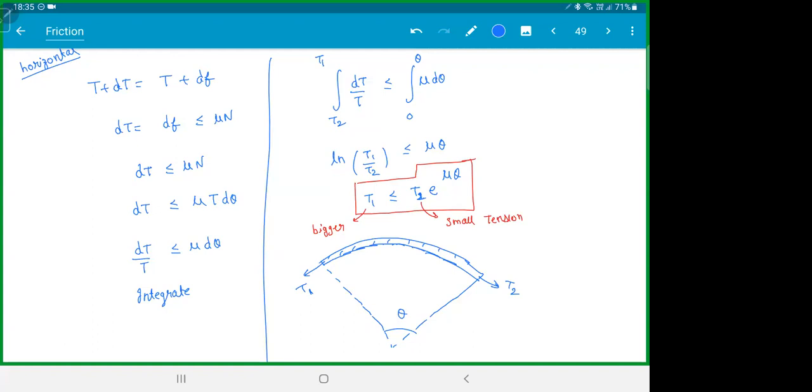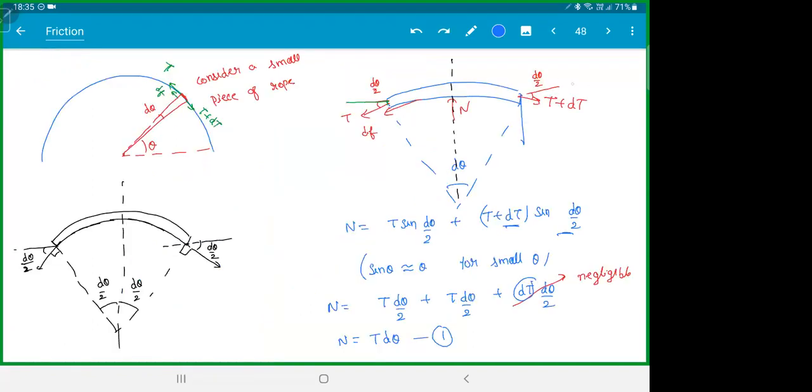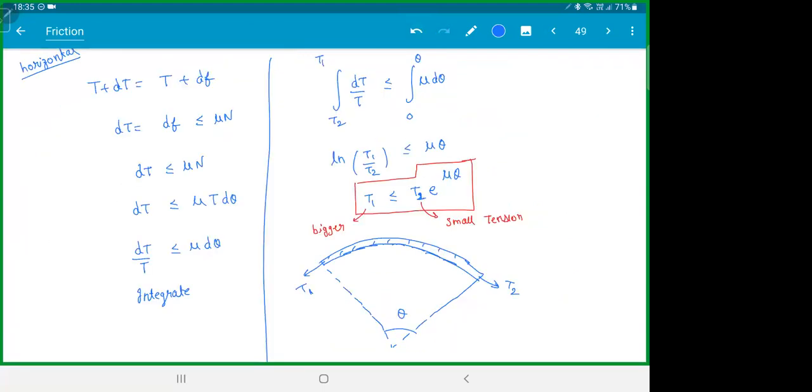And there's a reason why this happens. Think about it. Look at here. If tension is more, there is more normal reaction. If there is more normal reaction, there is more friction. If there is more friction, there is more tension. You're getting it? The function is increasing itself. If you increase tension, that will increase normal. If normal increases, friction increases. Because friction increases, T will increase again. This is a function which is increasing itself continuously. That's why the value blows up exponentially.